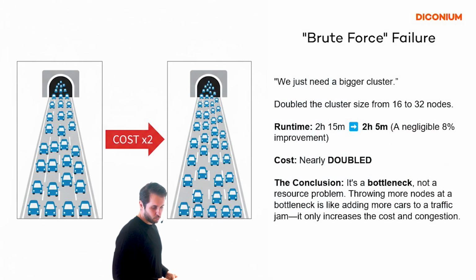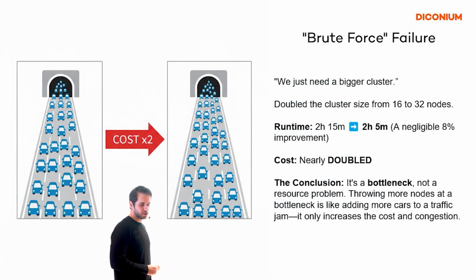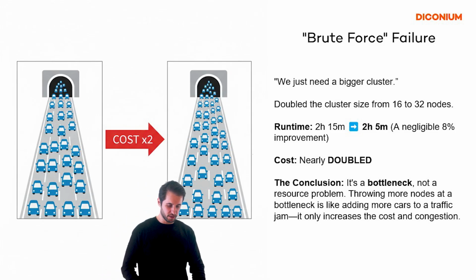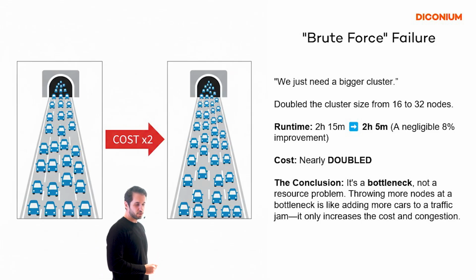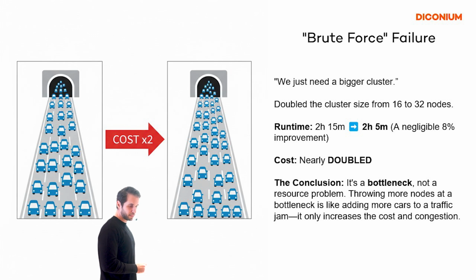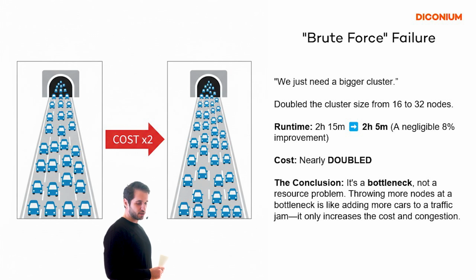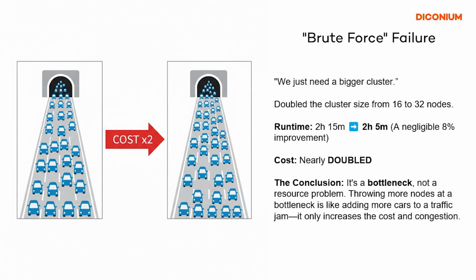The result was poor. The job only finished 20 minutes faster, but the cost nearly doubled. This proves a simple rule. Adding more resources to a bottleneck is like adding more cars to a traffic jam. It costs more, but doesn't solve the problem.